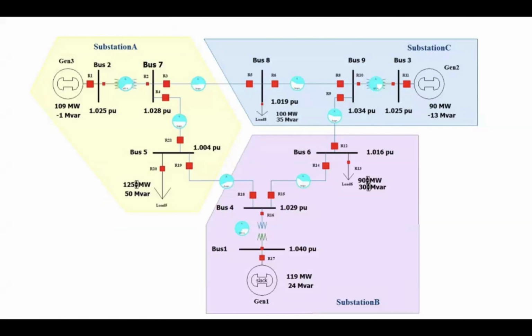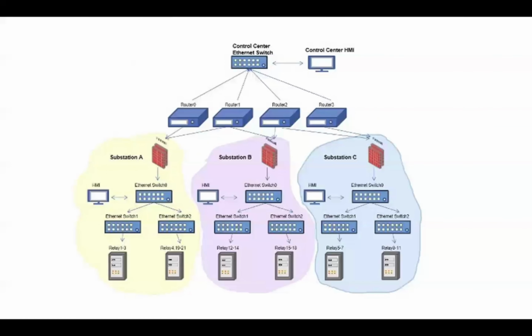Here's a one-line diagram for our 9-bus system, which has 3 substations colored in yellow, purple, and blue. Each substation contains its own generator, buses, and loads. We also create a cyber topology which is composed of relays, HMI, and so on. The control center supervises the 3 substations' status.